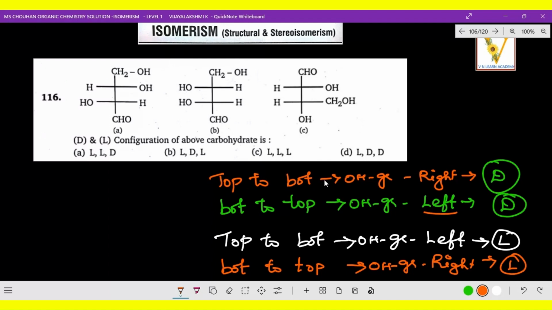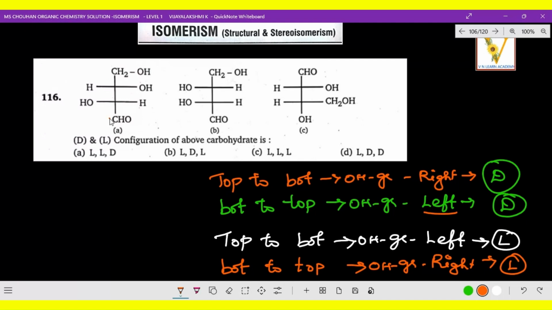So, top to bottom, OH group on the right hand side, D. And the same way, bottom to top, OH group on the left hand side, D. Top to bottom, OH group on the left hand side, L. And bottom to top, OH group on the right hand side, L. Come on, let us identify. And here, if only one chiral center is there, D and L we can very easily identify. Whereas with 2 chiral centers, the last chiral center, where the OH group is located, right or left, according to that, we have to give the D and L configuration. Now here CHO is the higher priority according to the IUPAC system.